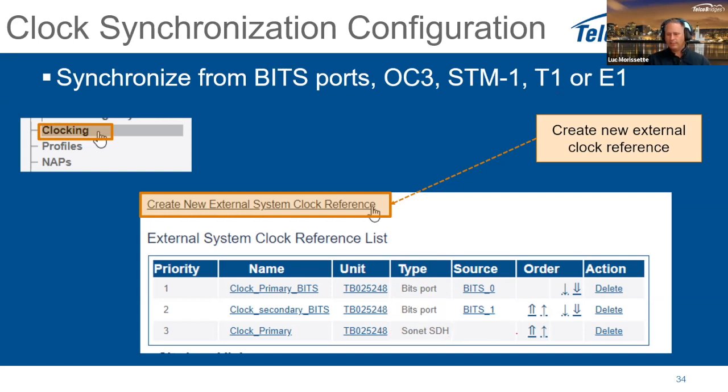Once this is set here, you can order them to give a priority. So for example, this is a standard configuration. So your BITS ports are your main clock. So you put BITS port 0, which goes to your main clock source of the central office. Okay, BITS port 1. And then you put your STM1 as a backup. So if ever these two connections become unavailable, you still can synchronize on your OC3 envelope. And you can change the order. Just press the arrows here to change the order.